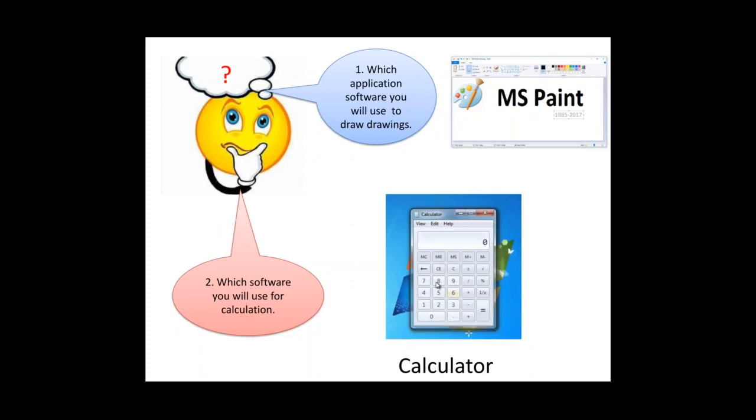If you say, can we draw on this calculator software? No, we can't. And same way, if you have to calculate, can you use MS Paint for that? Again, we can't, because these are designed for some specific work. So they are used for that particular work only. So I hope you are clear with this, that what is system software and what is application software, right?